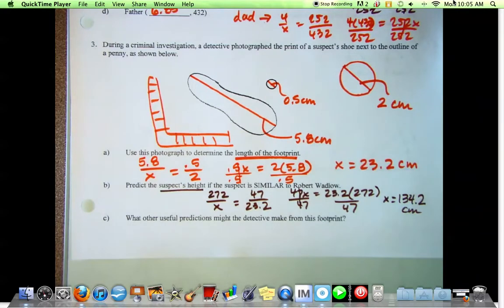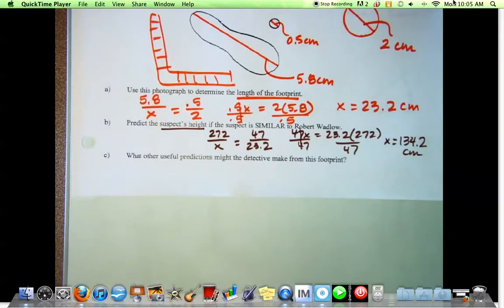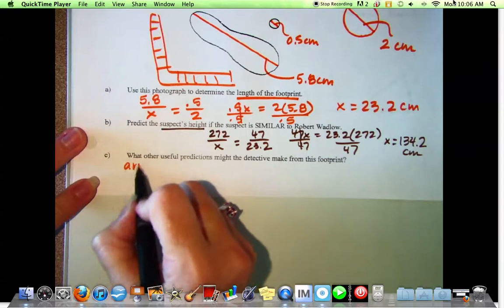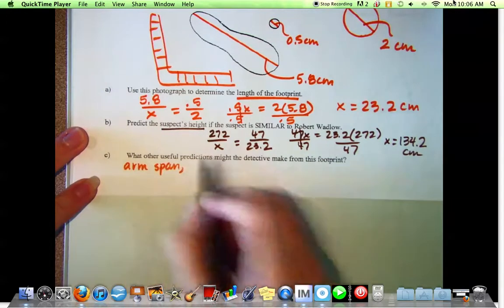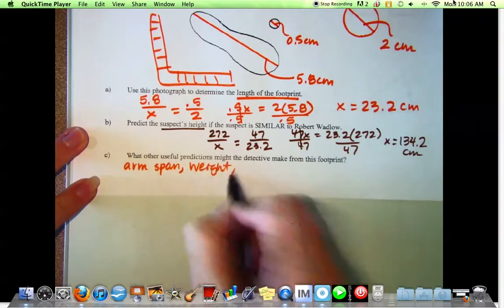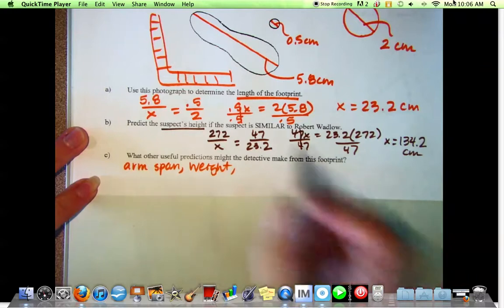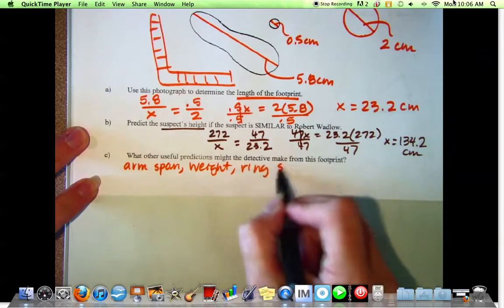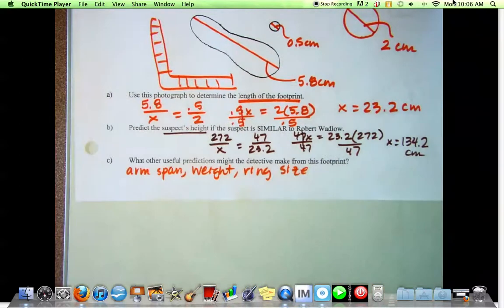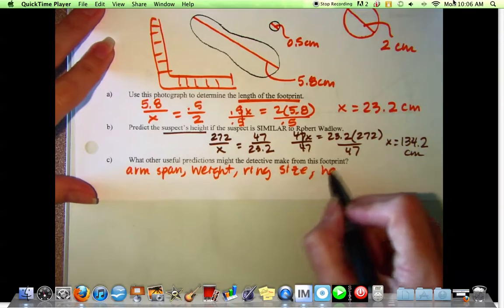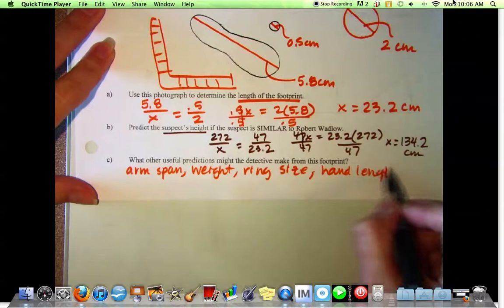What other useful predictions might the detective make from this footprint? What other things were we looking at the other day? Couldn't you predict his weight? Wingspan or arm span? His weight. What else? Ring size. Okay. The hand length? Okay, good.